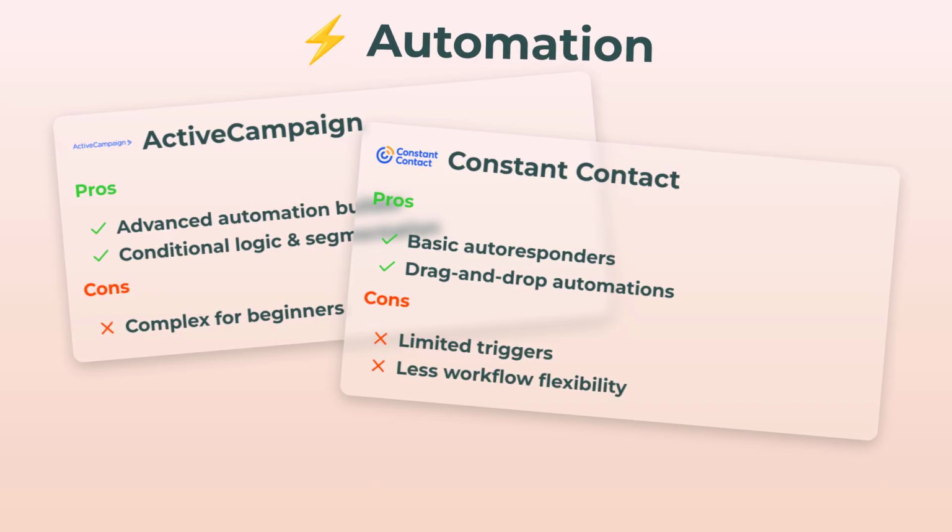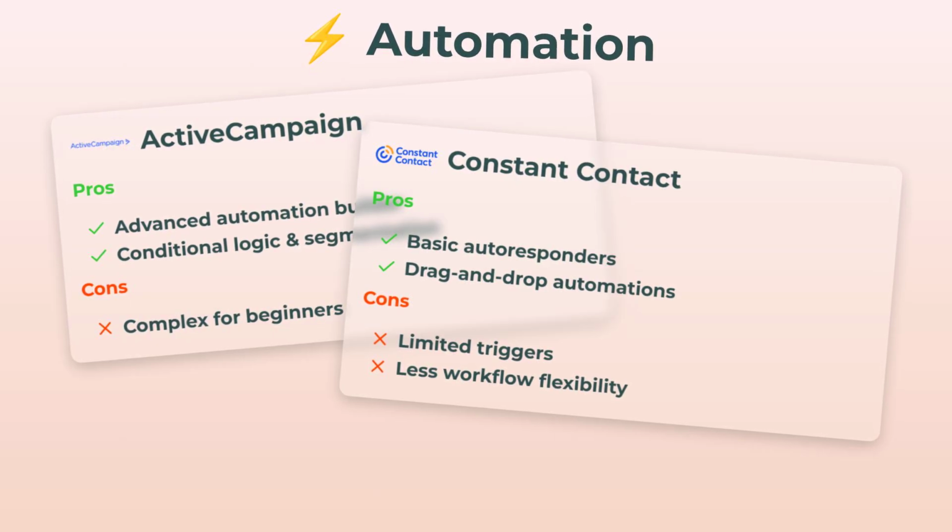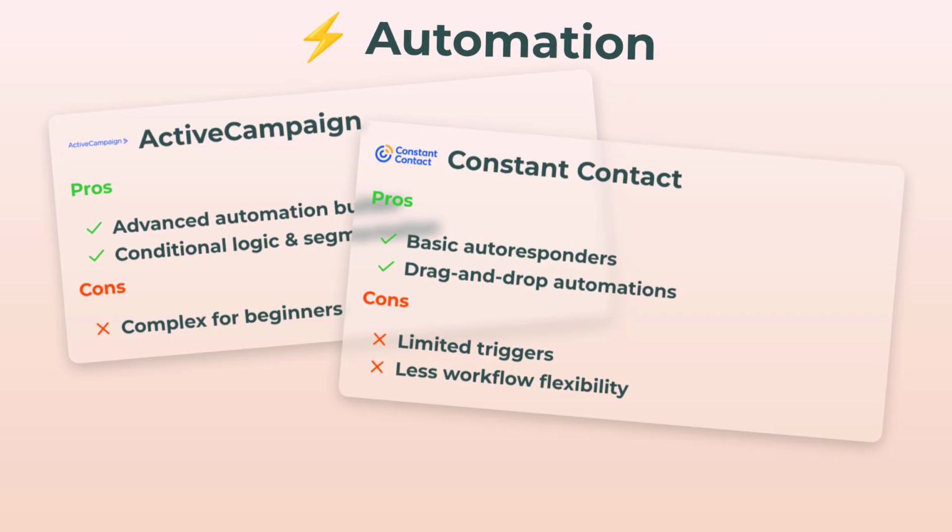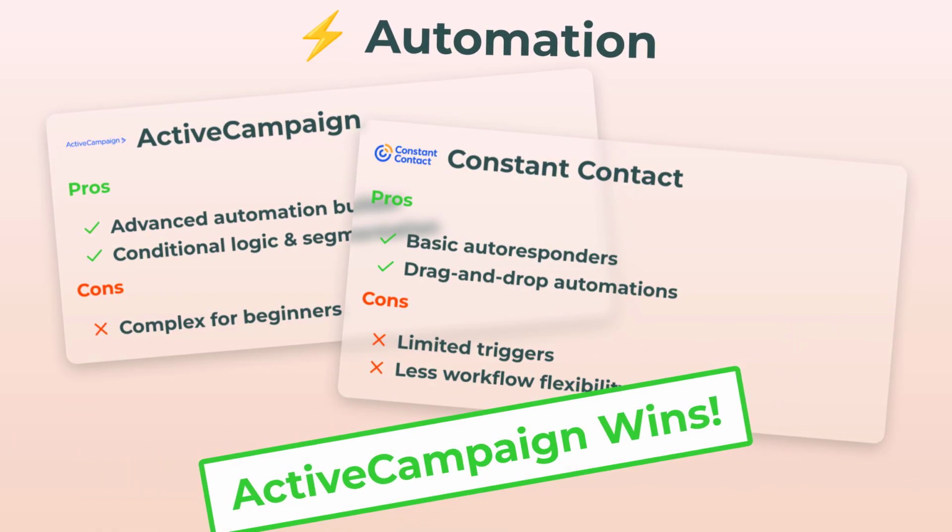Not gonna lie. Constant Contact keeps automations lighter. Think basic autoresponders and drag-and-drop flows. But if you want anything even a little advanced, you're gonna hit a wall. So honestly, automation is clearly in ActiveCampaign's court here.